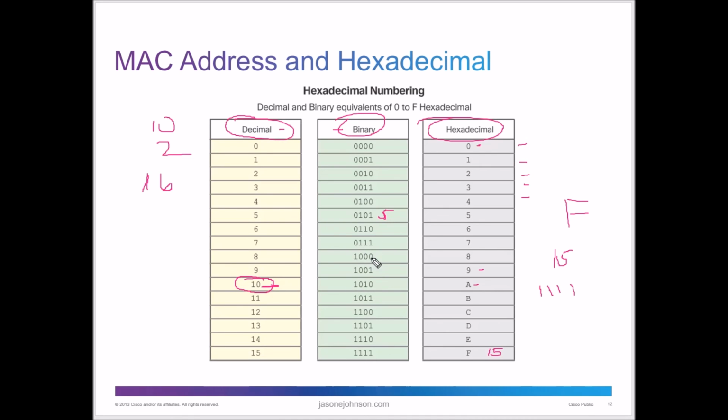So for example, this one right here, you know that's 1, 2, 4, 8. So you know that's 8. And then 1, 2, 4, 8 plus 2 plus 1, 10, 11. And then 8 plus 4, 13, 14. 8, 9, 10, 11, 12, 13, 14, 15. Yeah, 8 plus 4 plus 2 plus 1 is 15 decimal. 0, 1, 1, 1, 1, or 15.